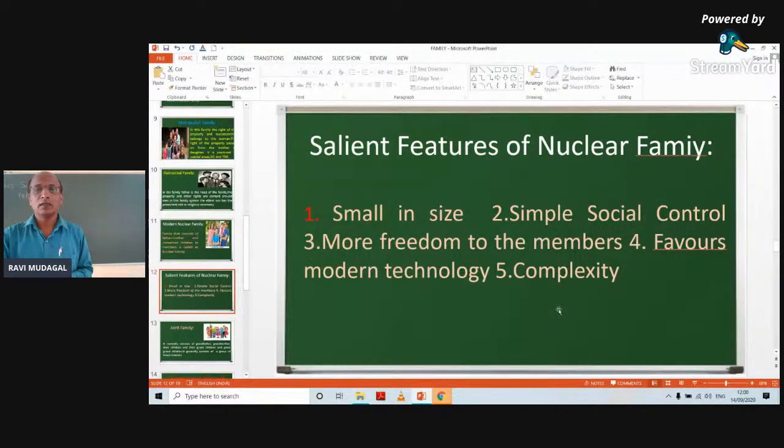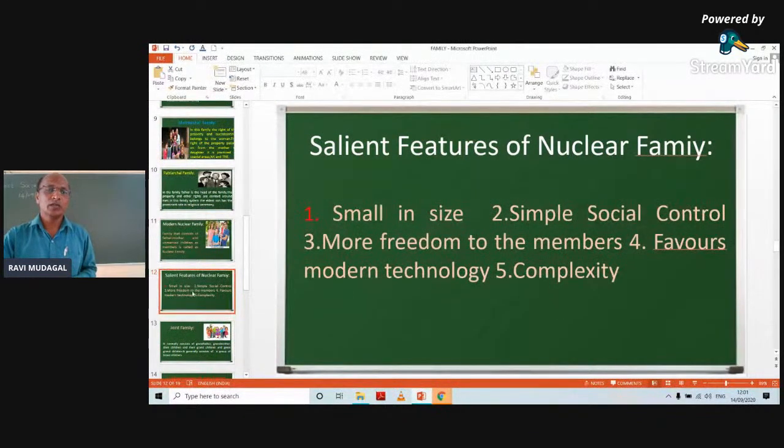Characteristics of nuclear family. Usually, when you find a nuclear family, it is small in size and has simple social control. It gives more freedom to its members, and it provides its children modern technology and complexity. These are the silent features of nuclear family.